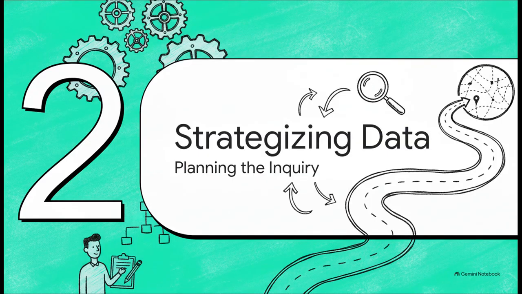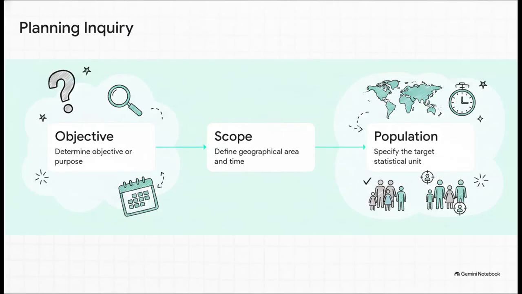Section 2. Strategizing your data investigation. With our team assembled, it's time to lay out our strategy before we ever step foot in the field. And that brings us to stage 1, the planning of statistical inquiry. This stage is all about preliminary preparation, and honestly, it is absolutely vital. If you fail to clearly set out your purpose right here, it's just going to lead to confusion, misunderstanding, and a massive waste of resources down the line.